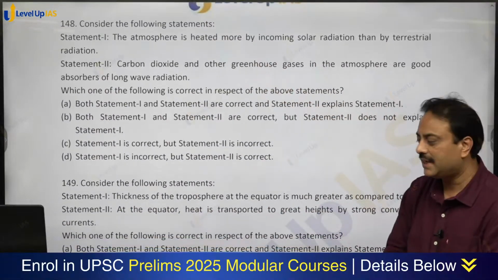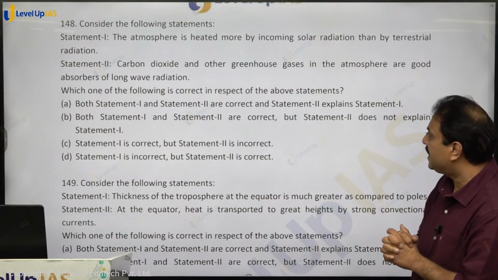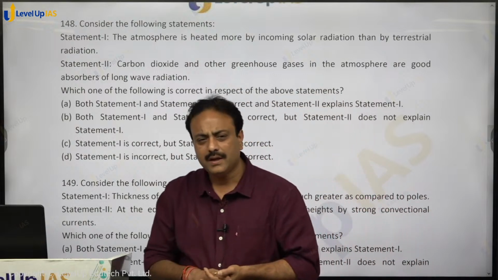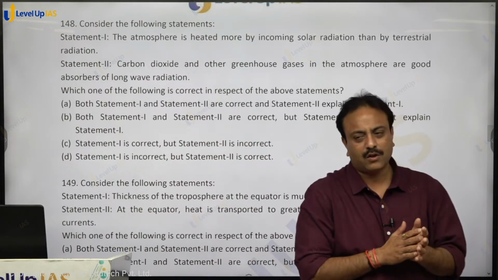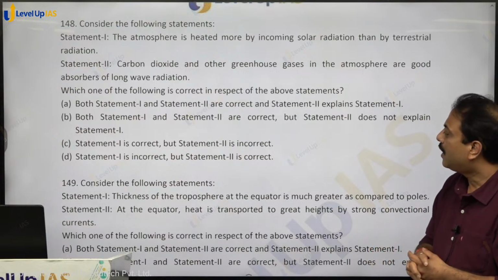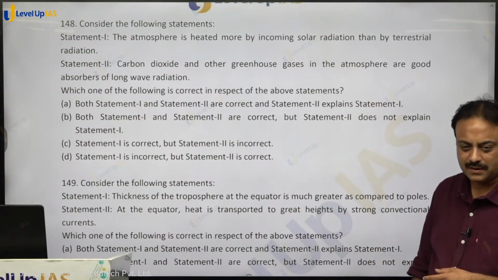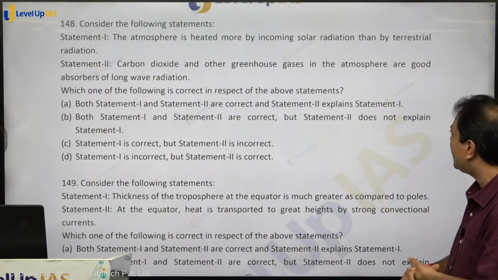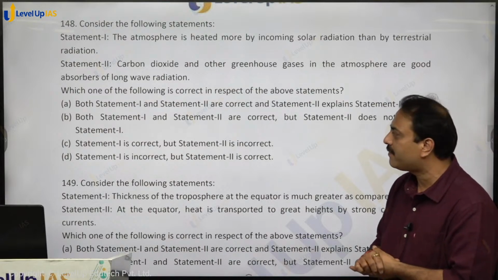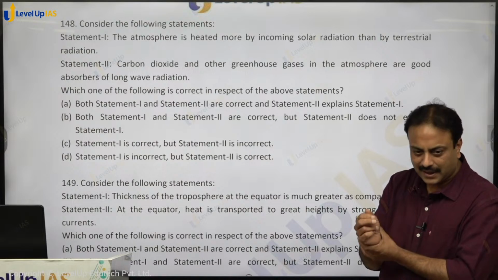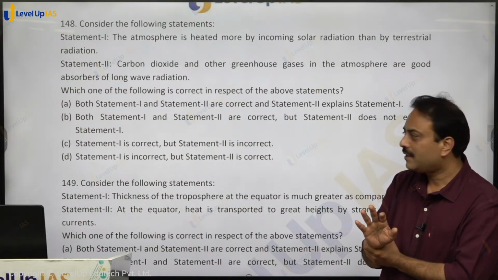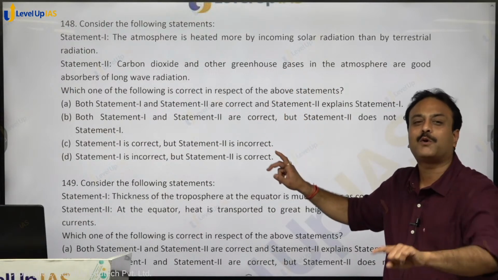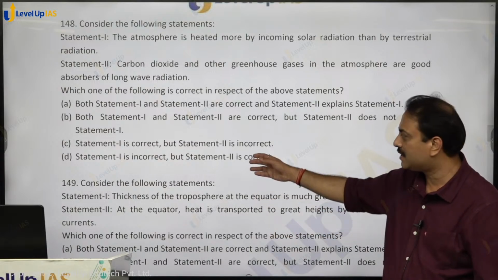Consider the following statements. Statement 1. The atmosphere is heated more by incoming solar radiation than by terrestrial radiation. The atmosphere is heated by returning radiation, not by incoming radiation. Wrong one. Now that this is wrong, only one option is left for us. Still, check it. Statement 2. Carbon dioxide and other greenhouse gases in the atmosphere are good absorbers of long wave radiation. Correct? Okay? Yes or no? The best part of this format is that if one of the two is confirmed wrong, you don't even need to read the other, the answer is in front of you.